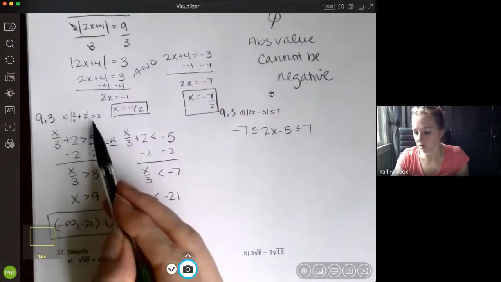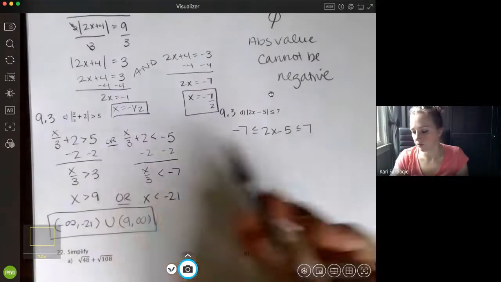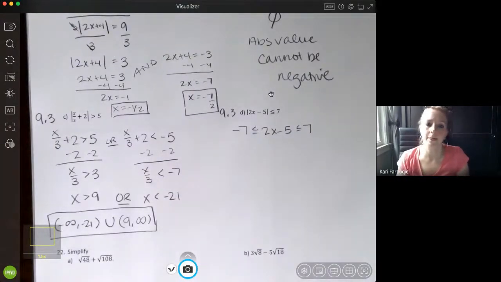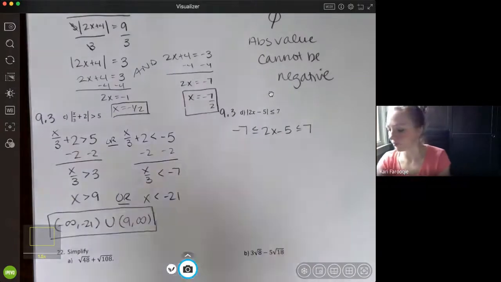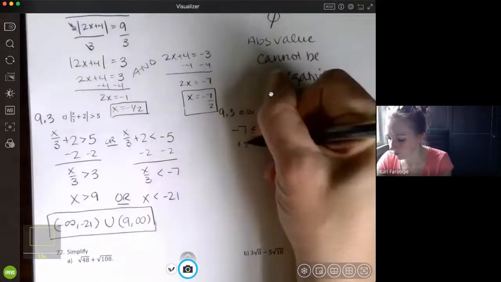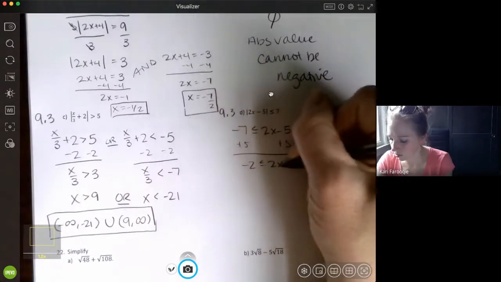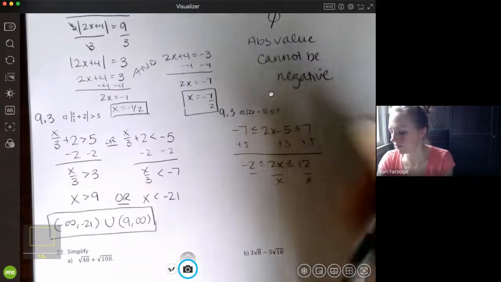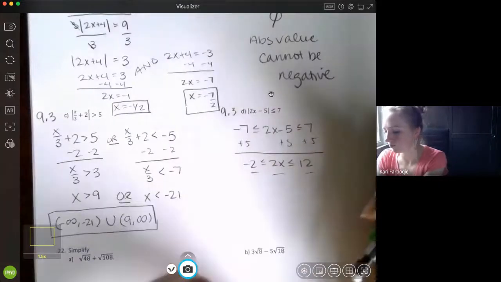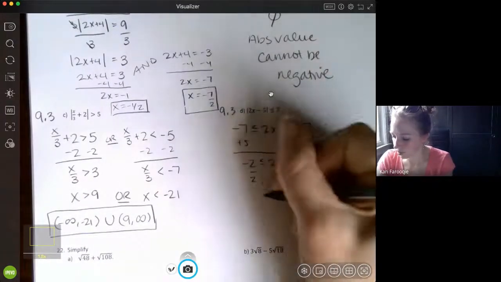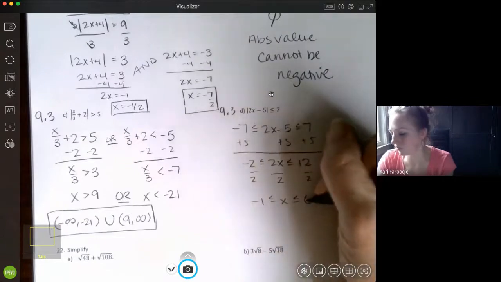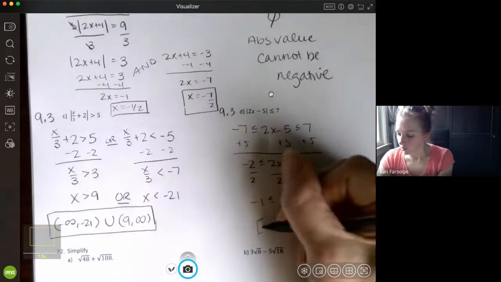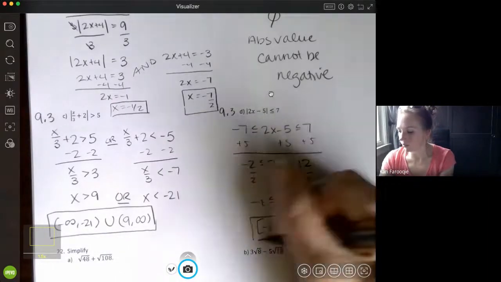So if it's a greater than, it becomes an OR problem. If it's a less than or a less than or equal to, we turn it into a 3-part inequality. And then you just solve for x. So add 5 on all 3 parts. -2 is less than or equal to 2x, which is less than or equal to 12. Oh, not divide by x, divide by 2. And you'll get -1 is less than or equal to x, which is less than or equal to 6. And then your interval notation follows directly from that solution.